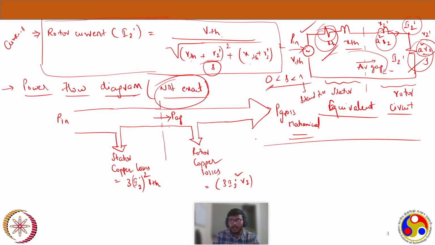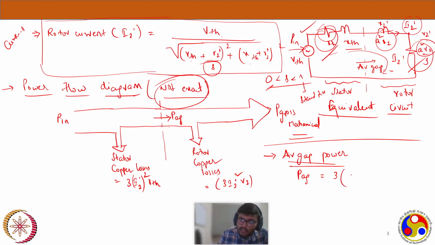Now, if I write the expression for my air gap power, PAG. For three phases, it is 3 multiplied by I2 dash square, multiplied by the entire resistance present in the rest of the circuit. It's not only the rotor circuit, it's the entire circuit. So it is R2 by S. So 3 times I2 dash square R2 by S is the total air gap power. That is the total air gap power you need to supply to all the resistors in the rest of the circuit. Okay, now from this air gap power, you have to subtract the rotor copper losses, that is 3 I2 dash square R2. Then you will be left with the gross mechanical power.